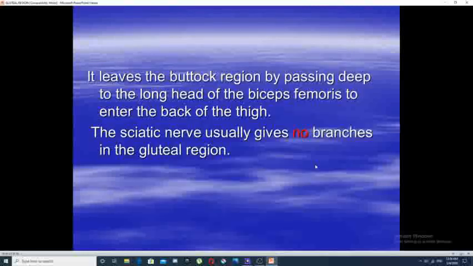The sciatic nerve leaves the buttock region by passing deep to the long head of biceps femoris muscle to enter the back of thigh. Sciatic nerve usually has no branches in the gluteal region.